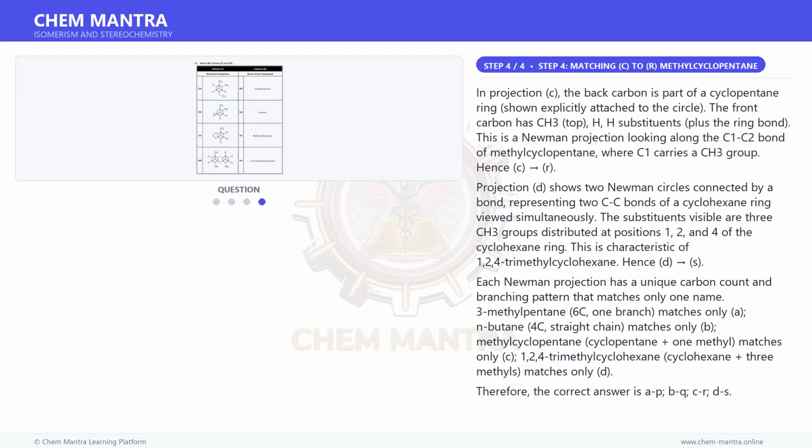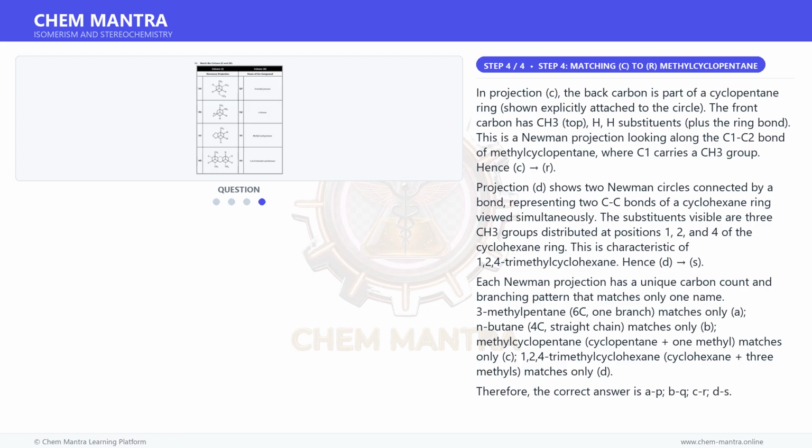ring viewed simultaneously. The substituents visible are 3 CH3 groups distributed at positions 1, 2, and 4 of the cyclohexane ring. This is characteristic of 1,2,4-trimethylcyclohexane. Hence, D, S. Each Newman projection has a unique carbon count and branching pattern that matches only one name.